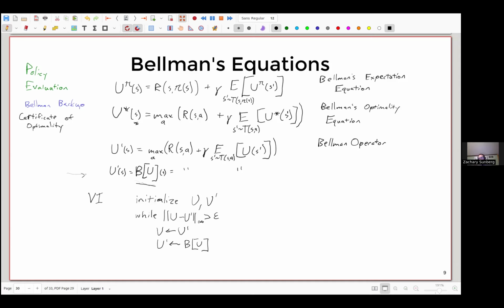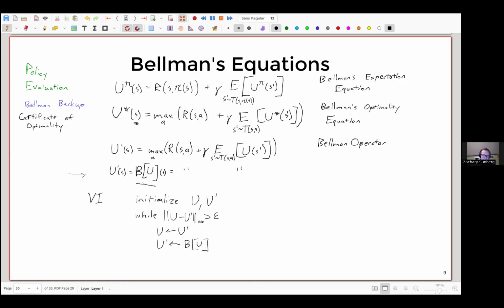And so we'll prove next week that this value iteration algorithm always converges, but at any time before it converges, this value function U or U' is not really meaningful as a value function for a particular policy. We're just updating it to U' in this way that will cause it to converge. And we'll talk about next week why it does that.